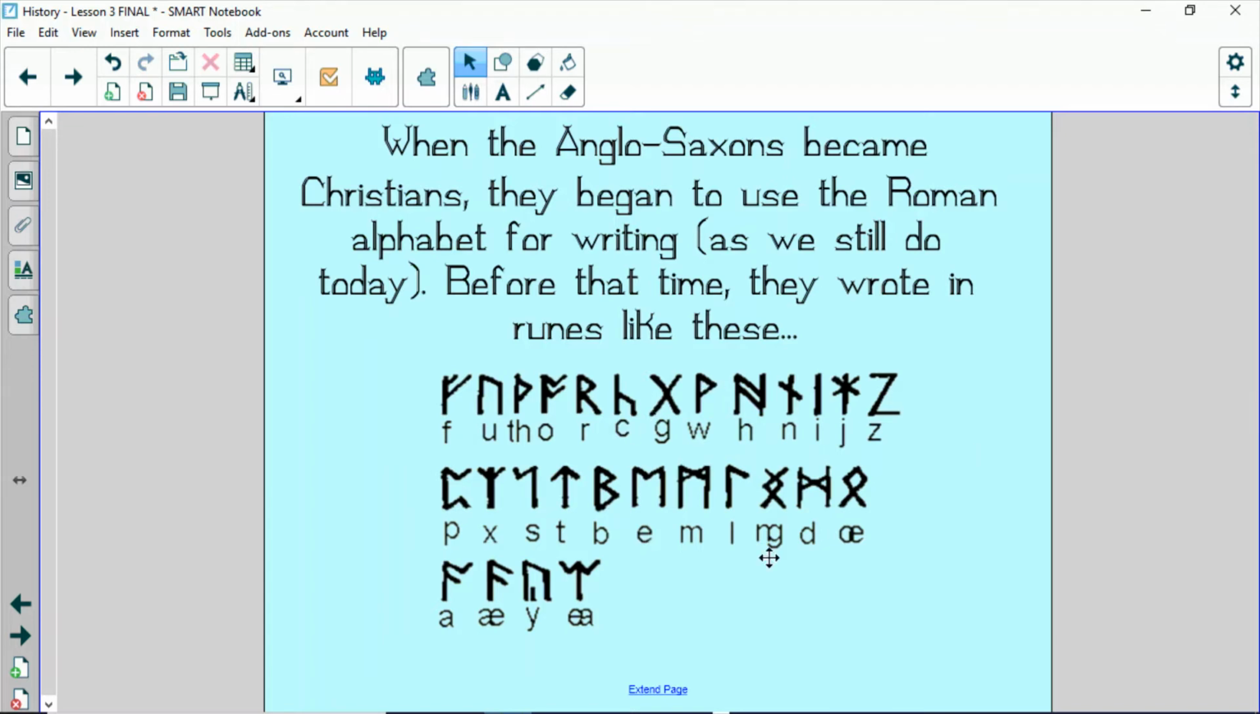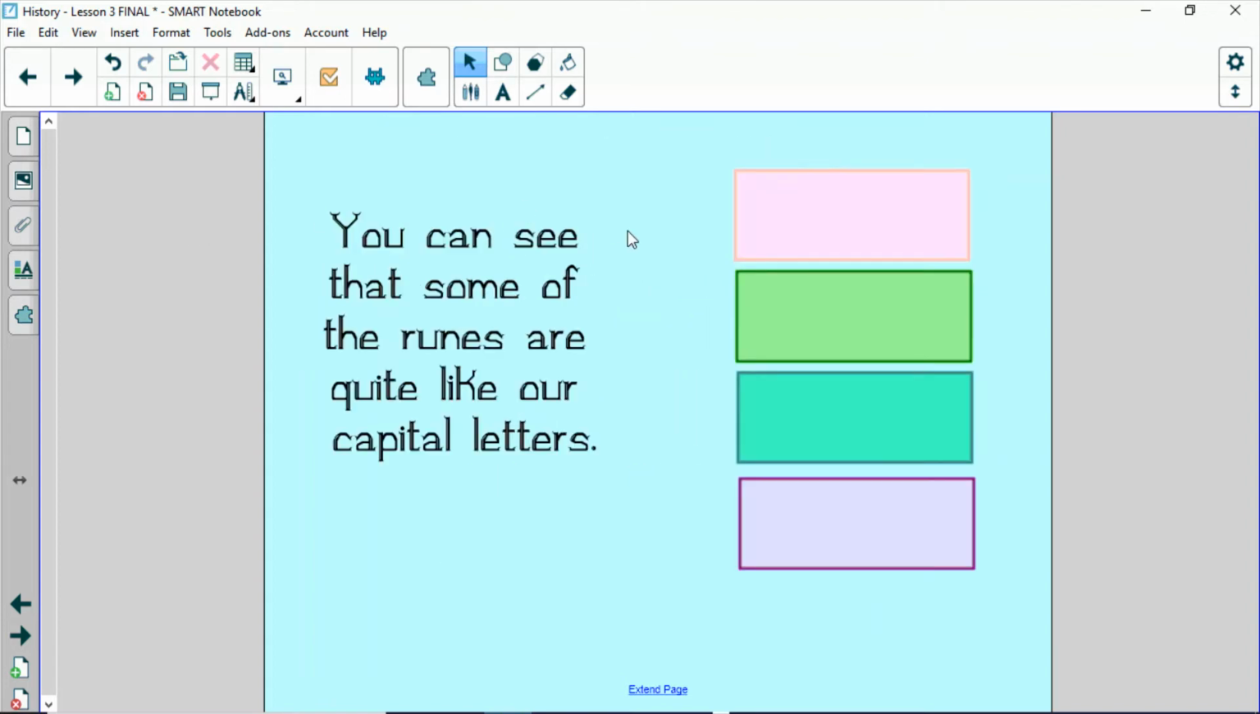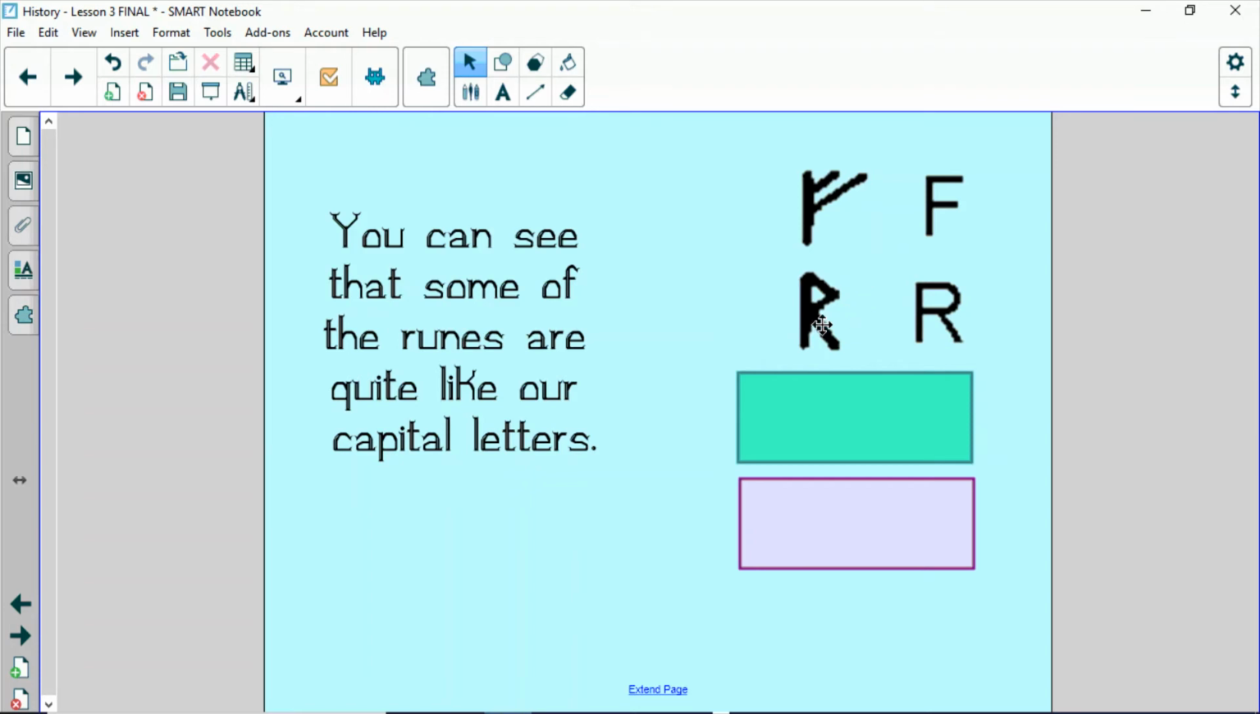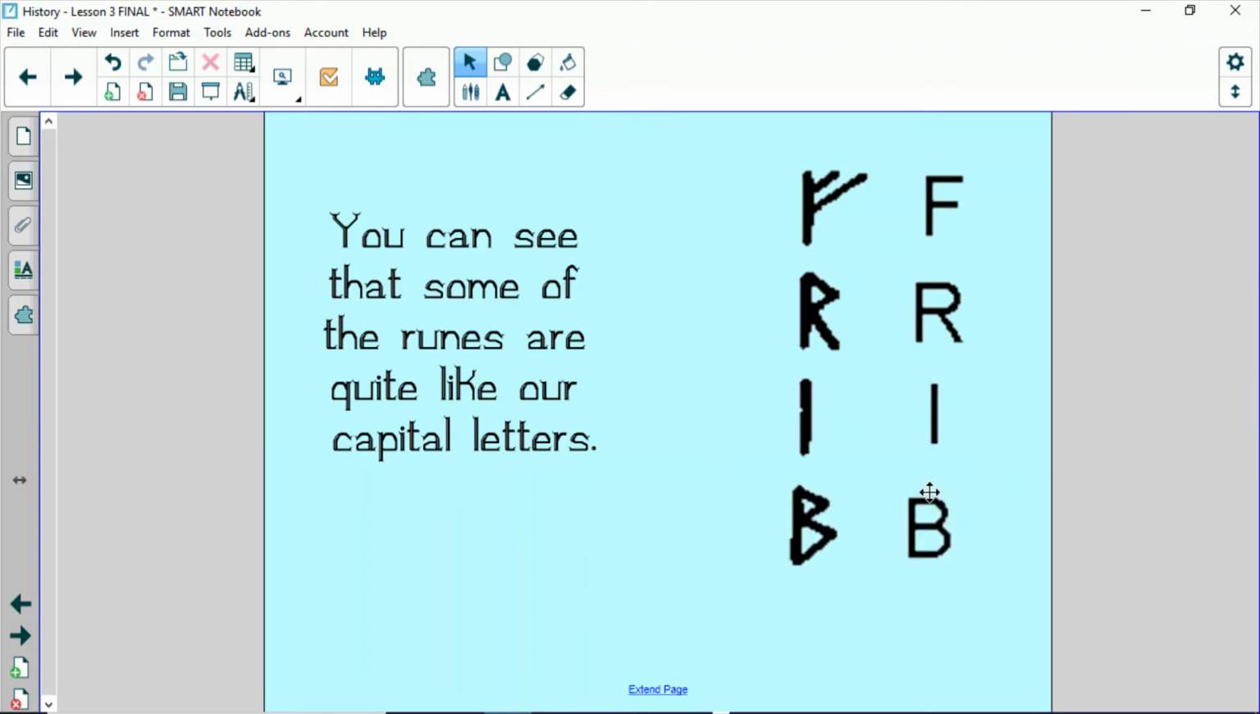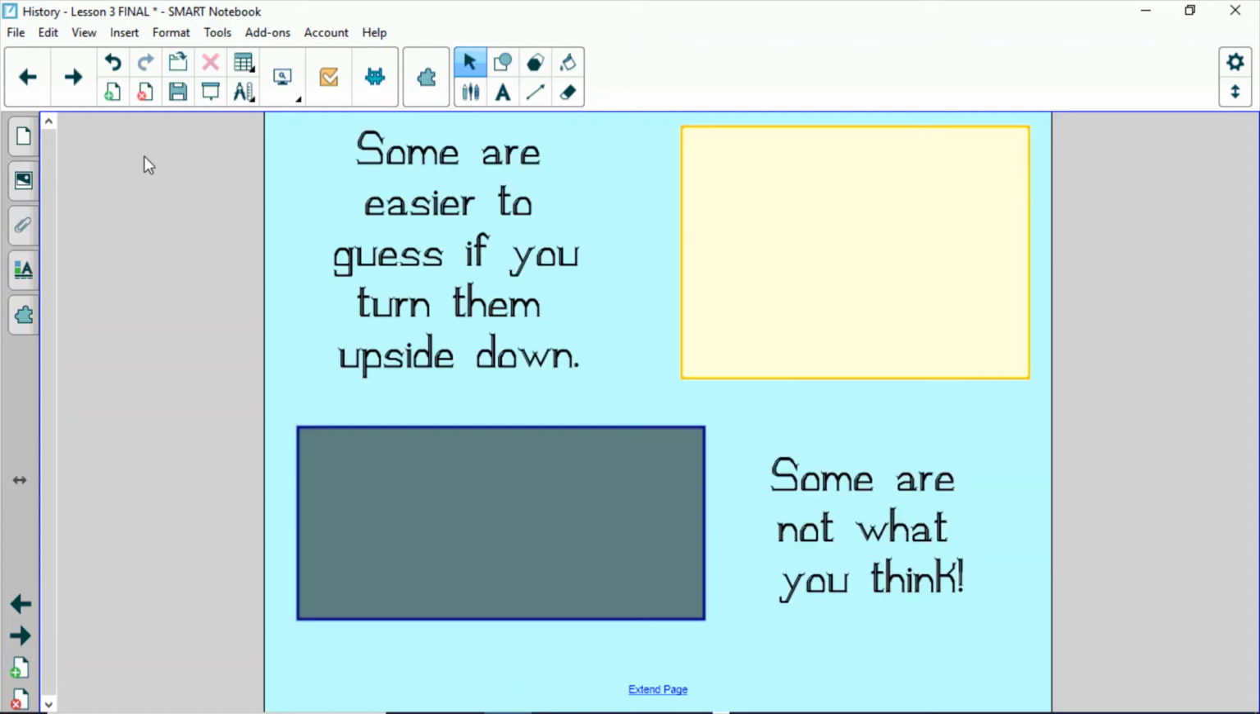Can you see on the screen now, we've got lots of different symbols and they link to letters that we're quite familiar with and use today. Now you can see that some of the runes are quite like our capital letters. So this symbol looks a little bit like a capital F. This symbol looks very similar to a capital R. This is very similar to capital I. And then we've also got a symbol that looks very similar to a capital B.